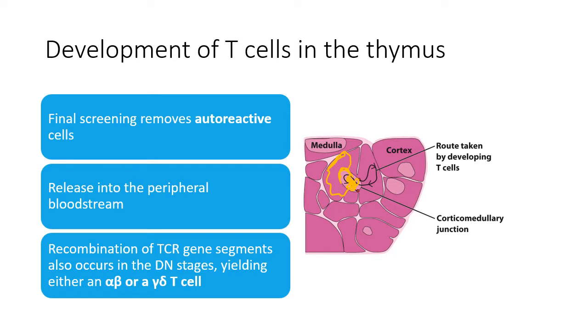What's going on in that is you're removing the autoreactive or self-reactive T cells. Then eventually you get them released into the bloodstream and they exit the thymus altogether. During this process, you also have to generate a functional T cell receptor. So genetic recombination for your T cell receptor alpha beta chains or your gamma delta T cell receptor chains.